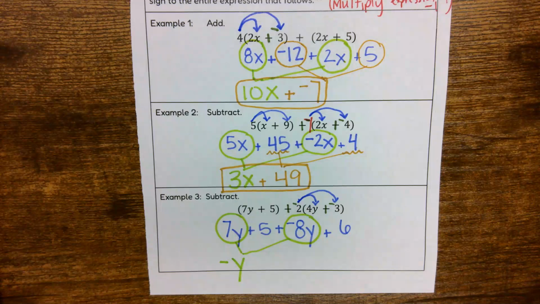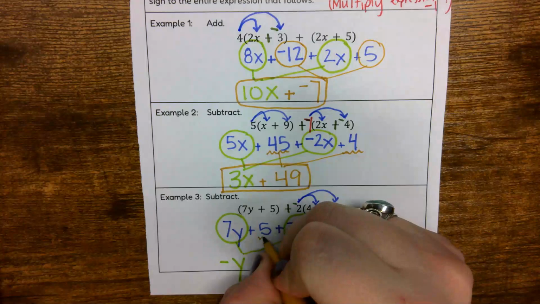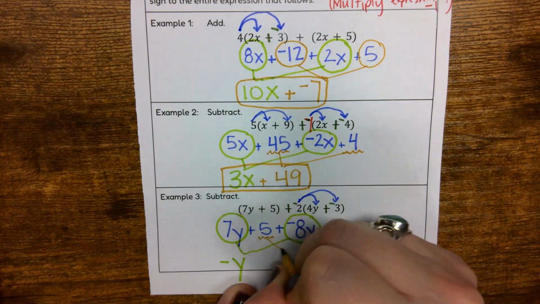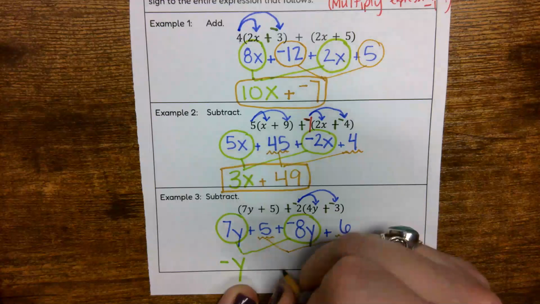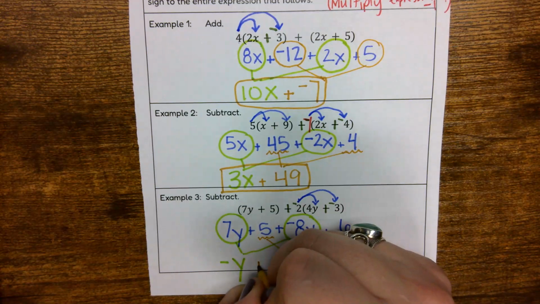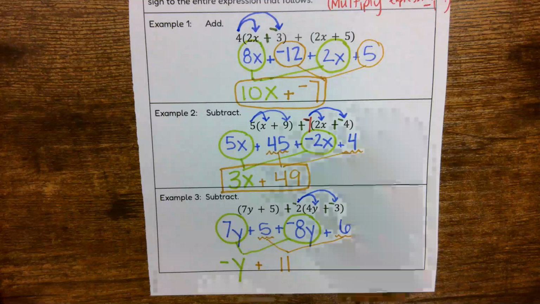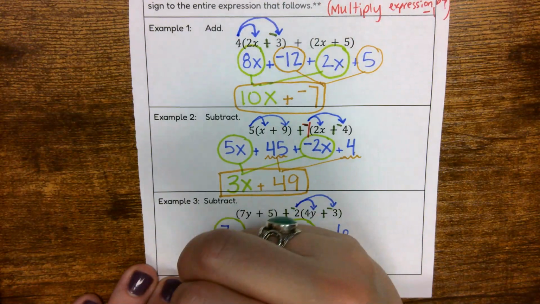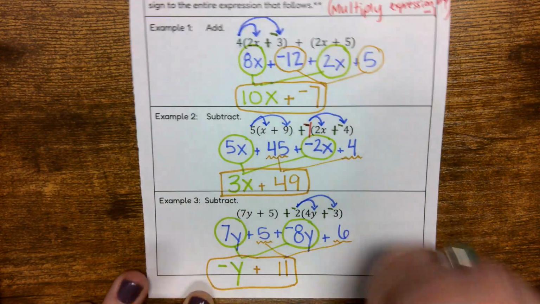Okay, and then last but not least, we have positive 5 and positive 6. So when I combine my positive 5 and positive 6, I get 11. And we add those together to get our simplified expression.